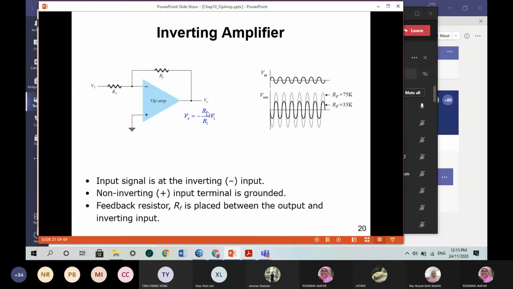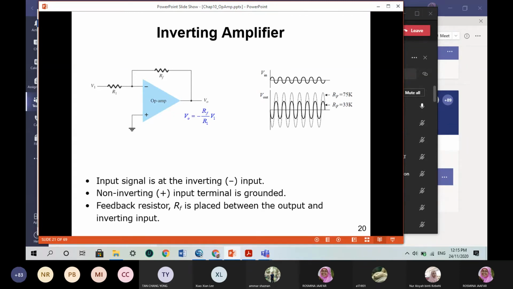So RF is in the top of the equation, so the output is linearly associated with RF. The bigger the RF, the bigger the signal output. So basically, this would be the rough shape of the output signal. But because you apply the input at the inverting input terminal, the output will be opposite to the input in terms of the phase difference.